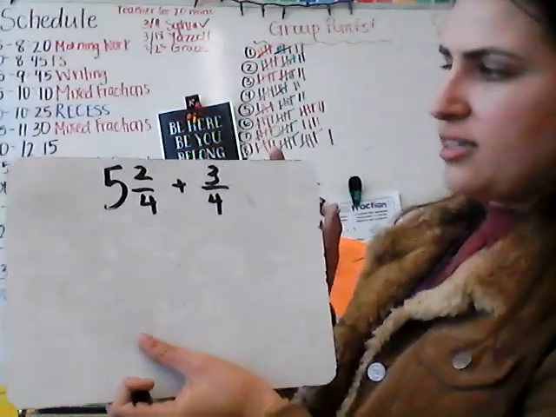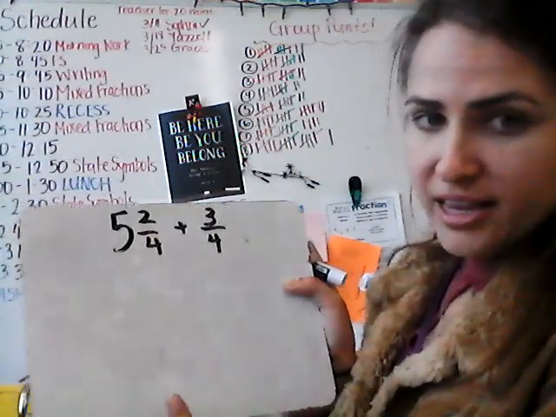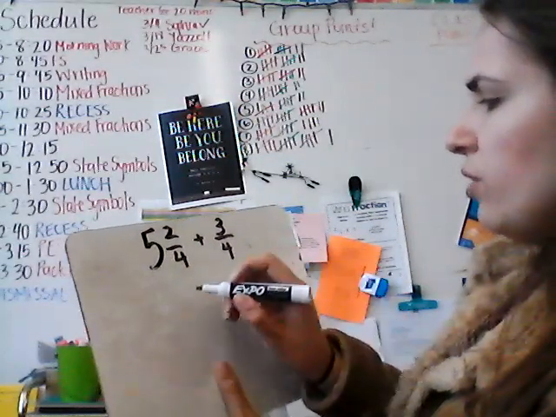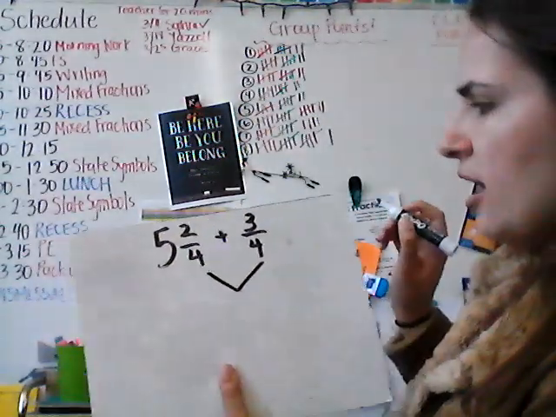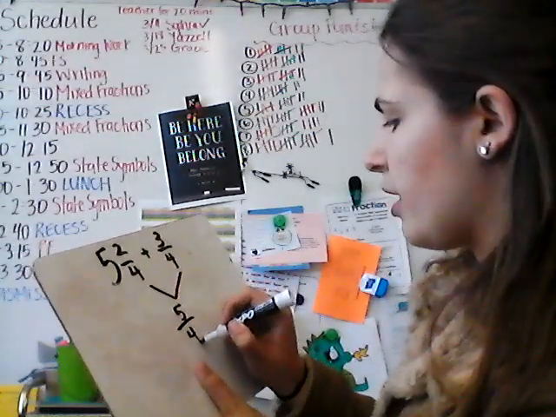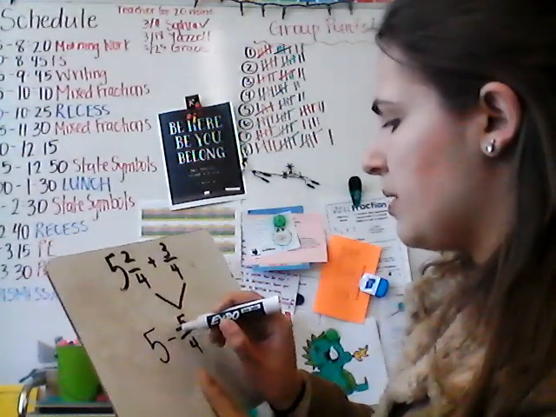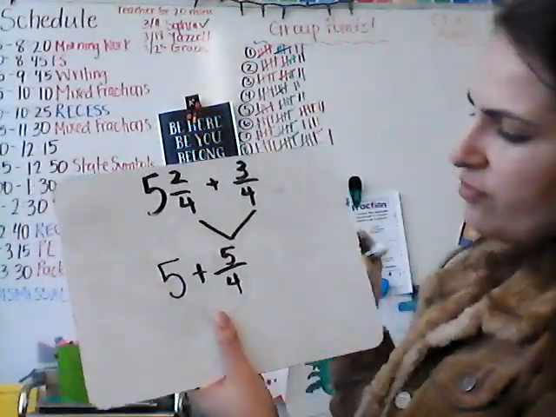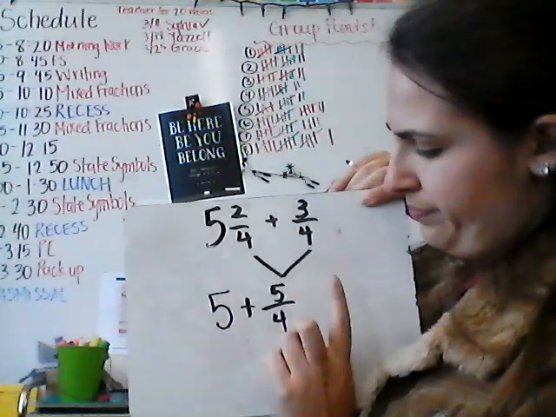So my first instinct is to add together the like units. So I see 2/4 and 3/4. When I add those together, that's going to give me 5/4. Okay. So now my problem is 5 plus 5/4. Now, 5/4 is an improper fraction.